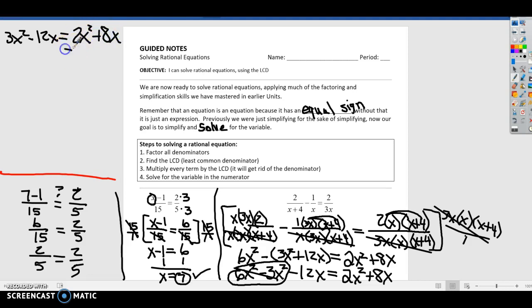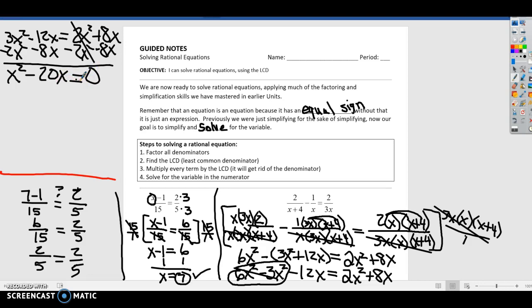Alright, so I'm going to subtract 2x squared from both sides because I have an equation. What I do to one side, I do to the other. So I'm going to be left with x squared here. And then I'm going to set it equal to 0, so I need to go ahead and subtract the 8x as well. So that gives me negative 20x is equal to 0.